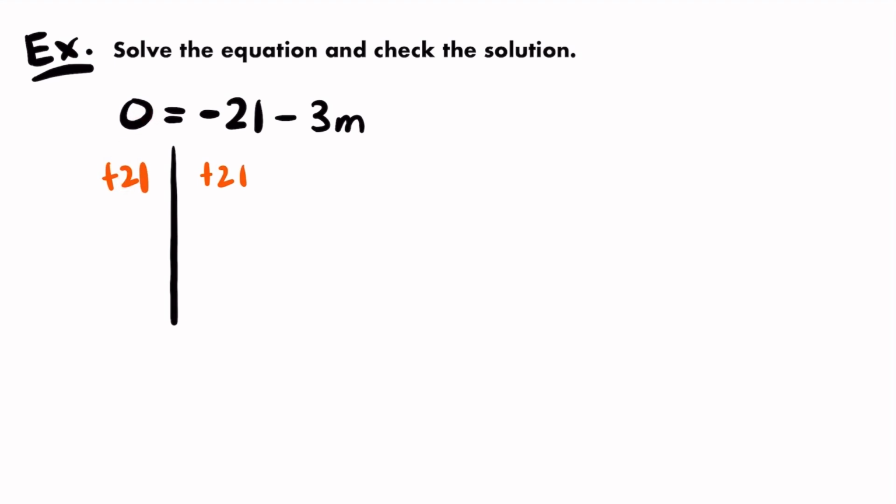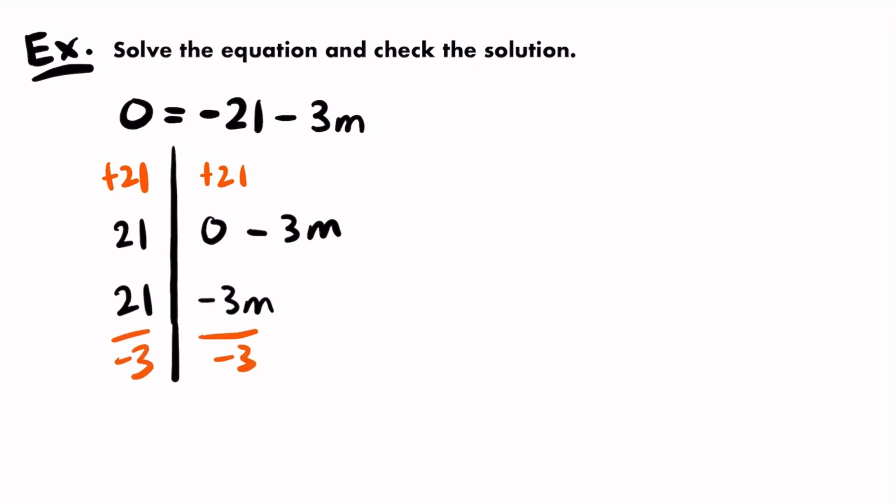0 plus 21 would just be 21. So that's easy enough. But then -21 plus +21 would be 0. So we get 0 minus 3m. Okay, and so 0 minus 3m would just be minus 3m. And so we have 21 equal to -3m. And so then we can solve for m by dividing both sides by the coefficient of m, which is -3. If we divide both sides by -3, here's what we'll get.